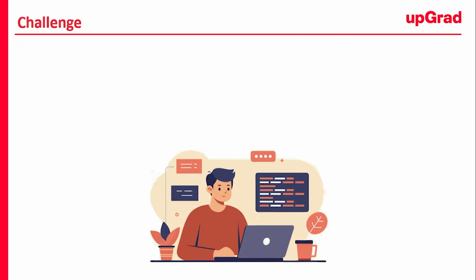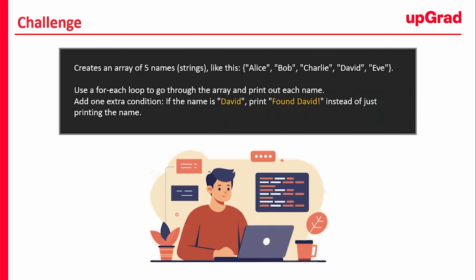All right, so the challenge is you have to create an array of 5 names or strings, like Alice, Bob, Charlie, David, Eve, and use a for each loop to go through the array and print out each name. Add one extra condition: if the name is David, print found David instead of just printing the name.